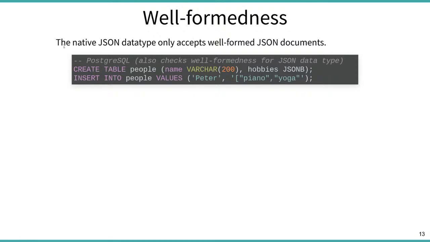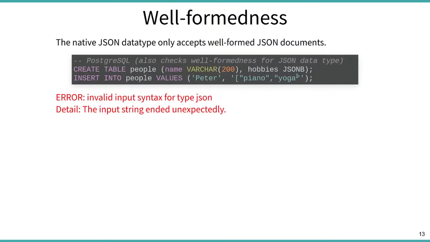The native JSON data type only accepts well-formed JSON documents. We saw this in PostgreSQL. When you use JSON or JSONB, it's only possible to store well-formed JSON data here. This will give you an exception because the box bracket is missing here. Invalid input syntax of type JSON, the input string ended unexpectedly. It requires a box bracket, a closing one here.